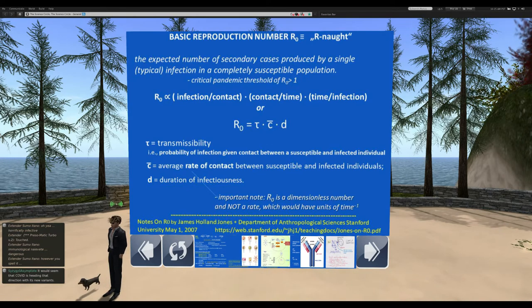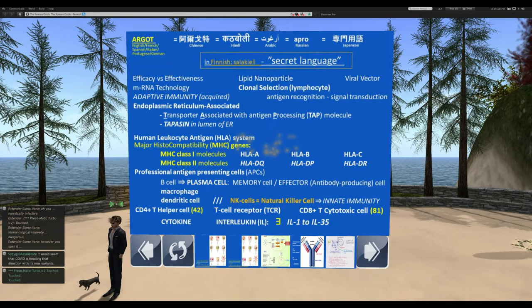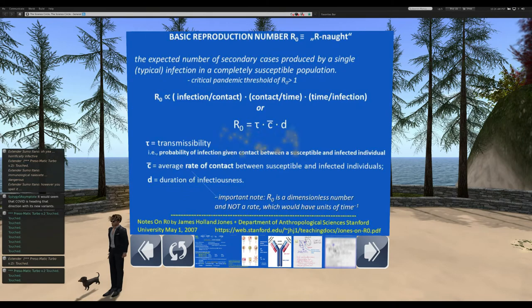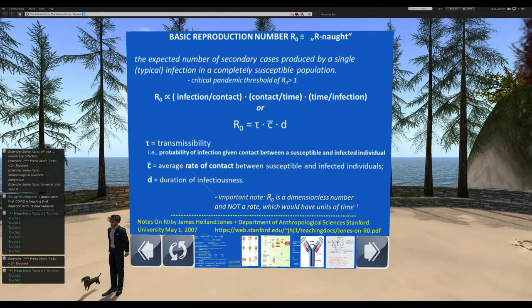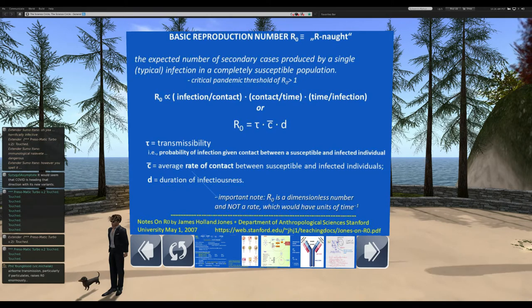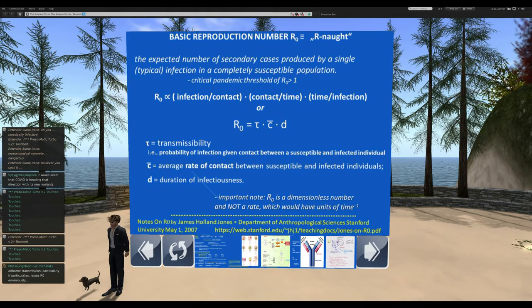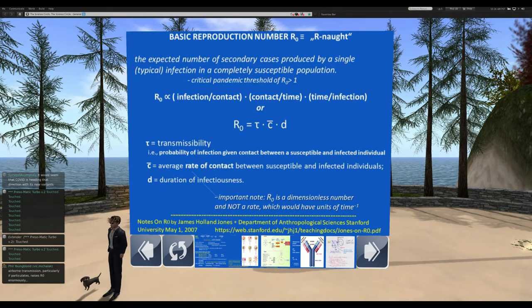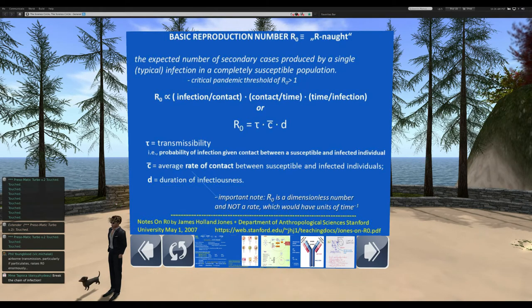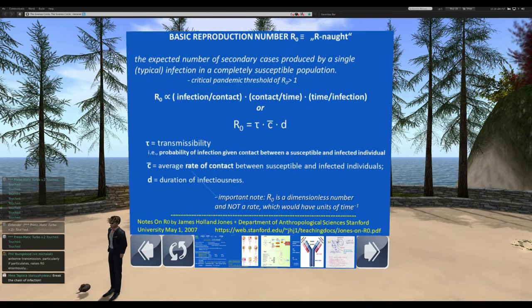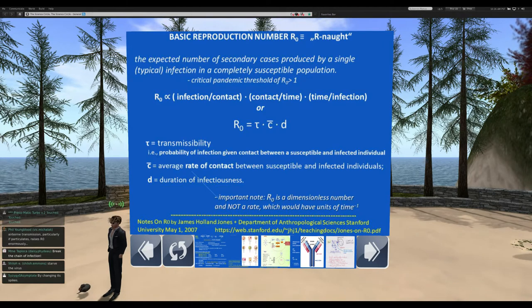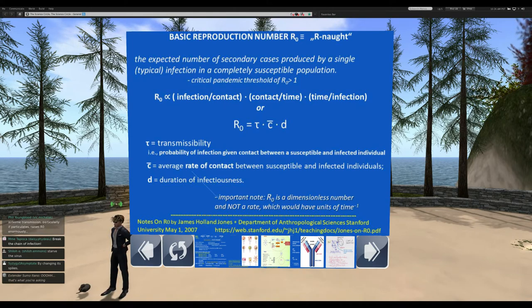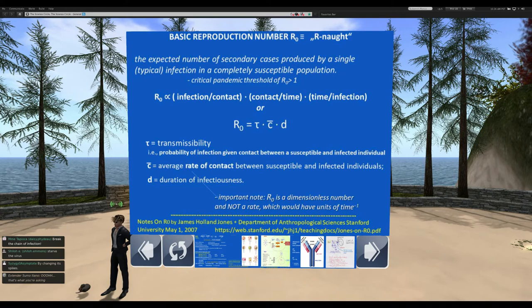The transmissibility can be altered, and anyone have an idea how it can be altered? Transmissibility can be altered by keeping away from people. It can be altered by wearing a mask. If everyone wears a mask, 85% of the infections are probably not going to happen. That's the number that's usually bandied about.